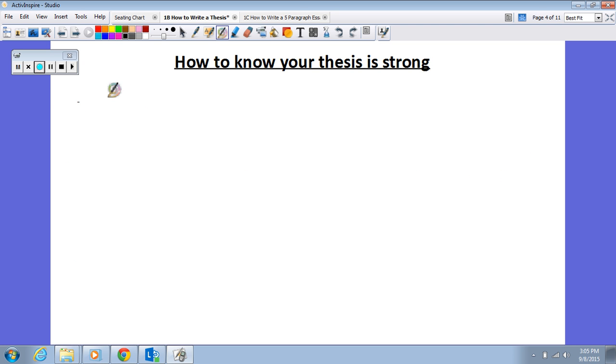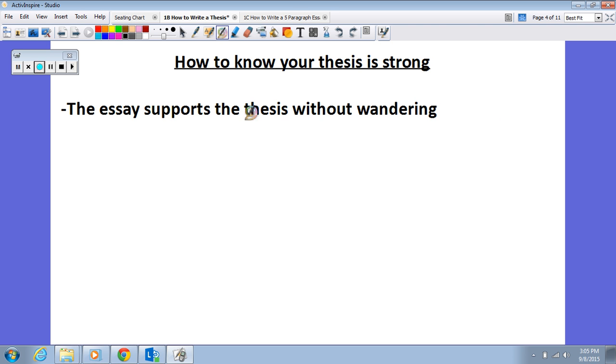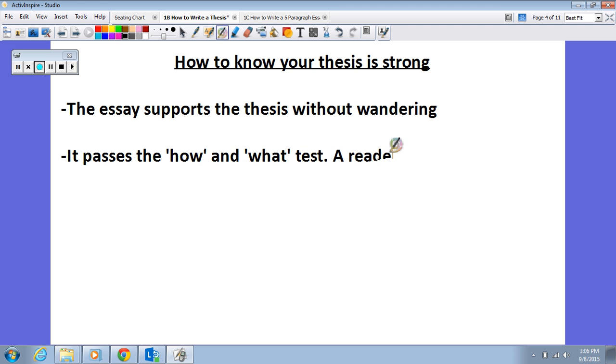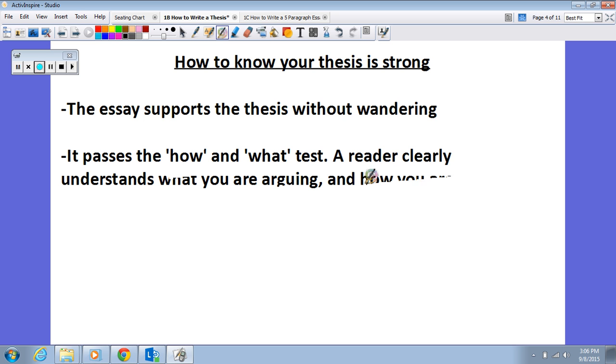A couple of ways to know that you've written a strong thesis statement. The essay that you write after it is going to support the thesis without wandering. We'll come back to that next class when we talk about writing an essay. The other thing is that it passes the how and what test. And what those are is a reader clearly understands what you are arguing and how you are arguing it.